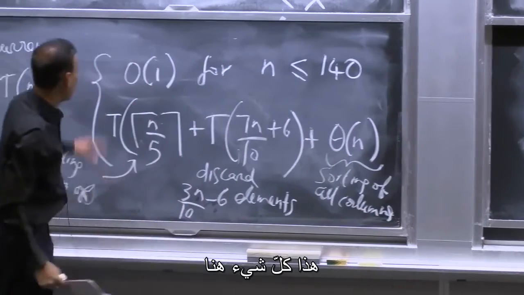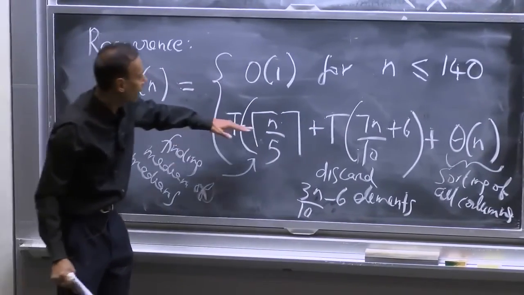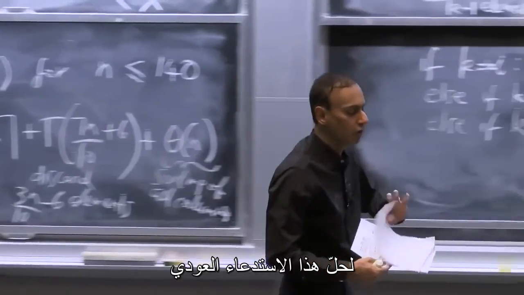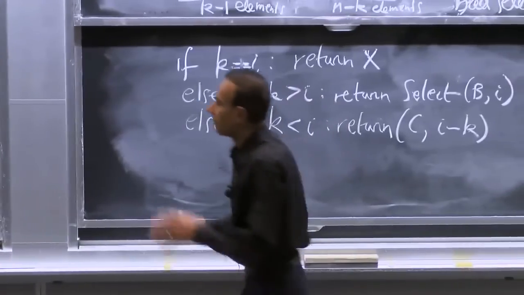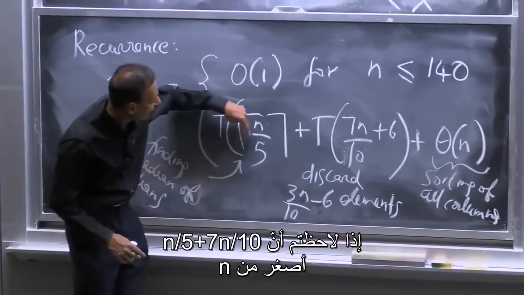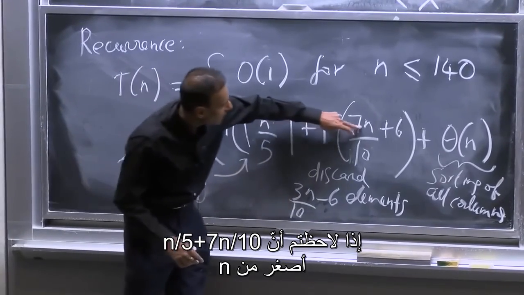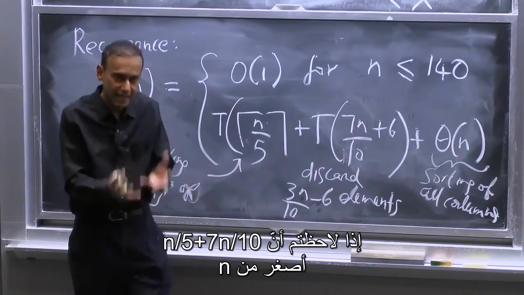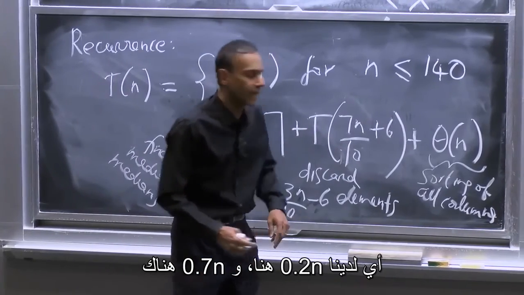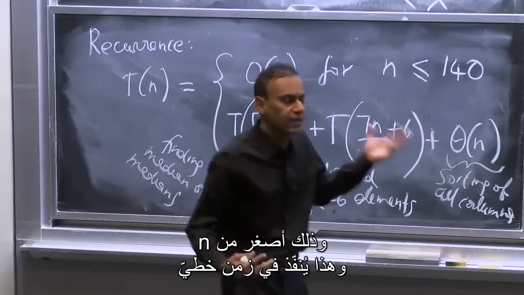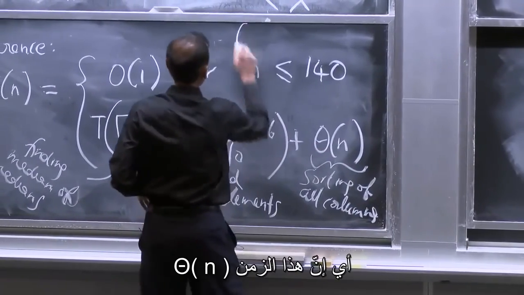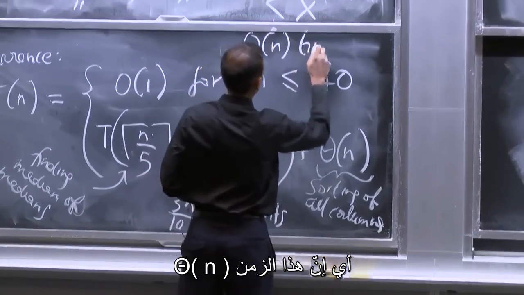So that's it. I'll just leave you with, you cannot apply the master theorem for solving this particular recurrence. But if you make the observation, and you'll see this in section, that n over 5 plus 7n over 10 is actually less than n, so that you get 0.2n here and 0.7n there, that's actually less than n. This thing runs in linear time, and you'll see that in section tomorrow. So this whole thing is theta n time.